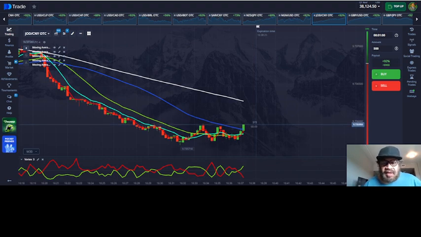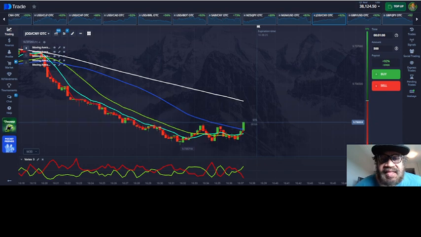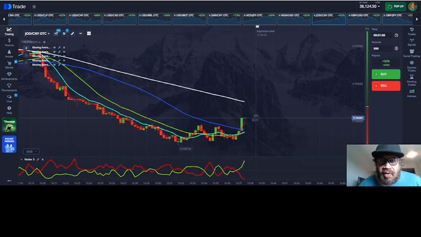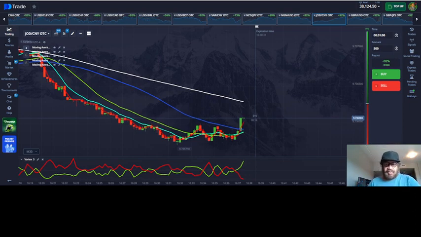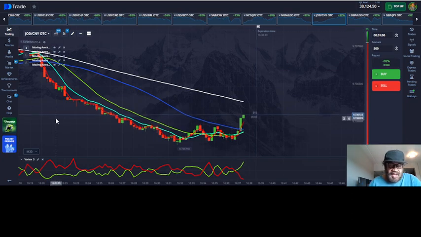Today I'm on the Pocket Option platform and I'm going to be trading OTC currency pairs. Since it's the weekend, only OTC pairs are available. What I have here is 5 moving averages and the Vortex indicator.